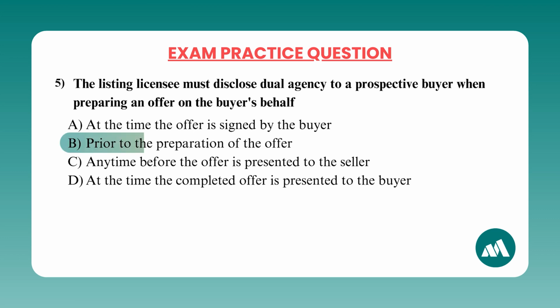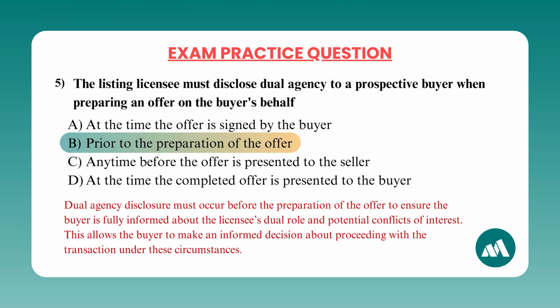The answer is D. Dual agency disclosure must occur before the preparation of the offer to ensure the buyer is fully informed about the licensee's dual role and potential conflicts of interest. This allows the buyer to make an informed decision about proceeding with the transaction under these circumstances.